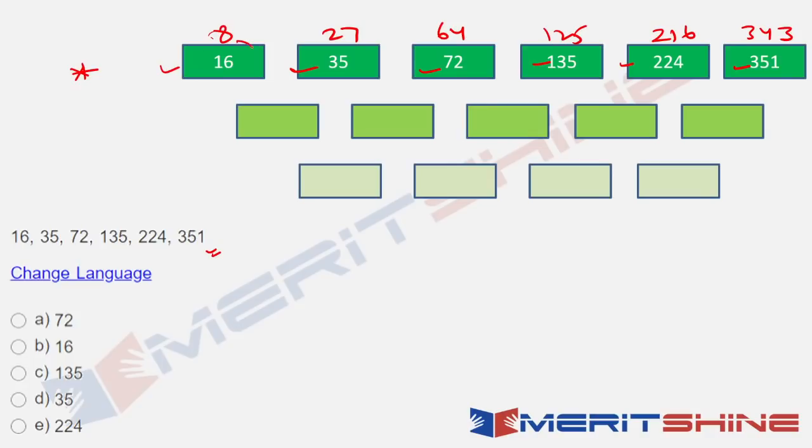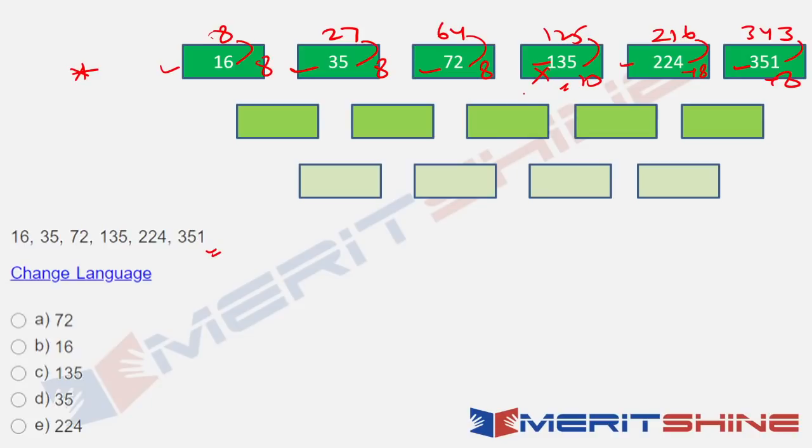And look at how beautifully they are related also. 8 plus 8, 16. 27 plus 8, 35. 64 plus 8, 72. This is 125 plus 10. Okay, this might be the anomaly. 216 plus 8, 343 plus 8. Yeah, so this number was the culprit.